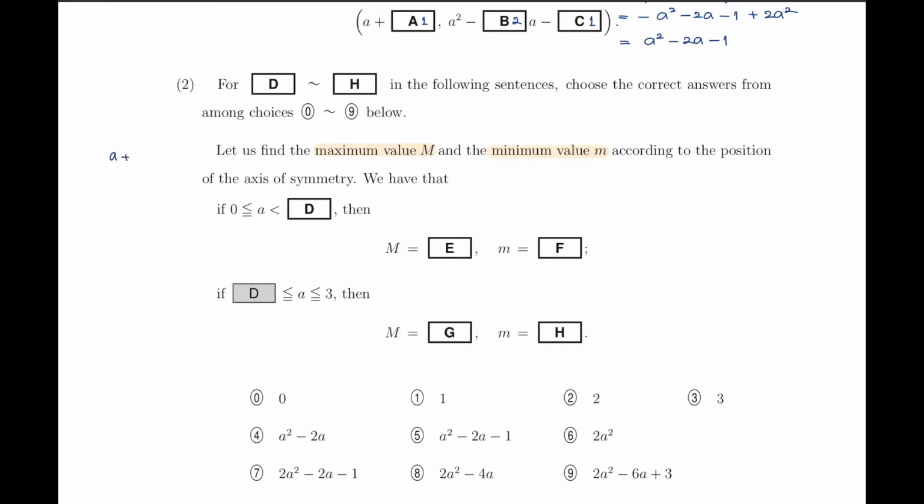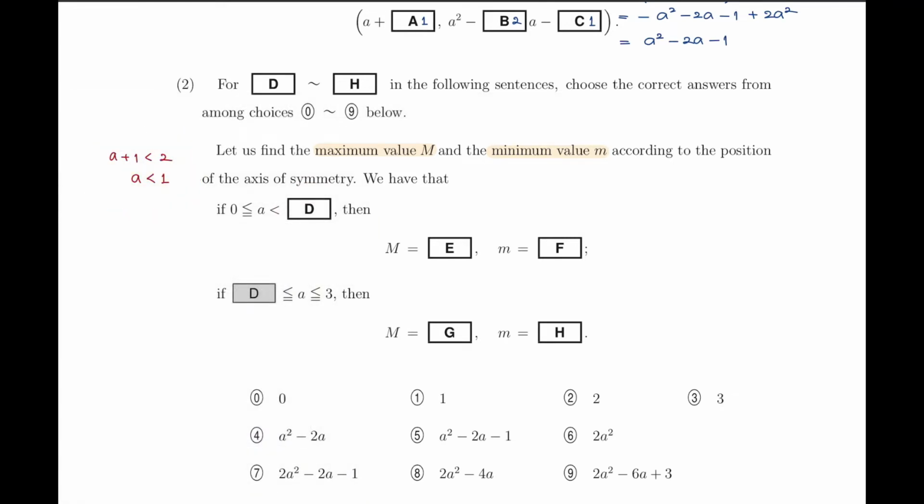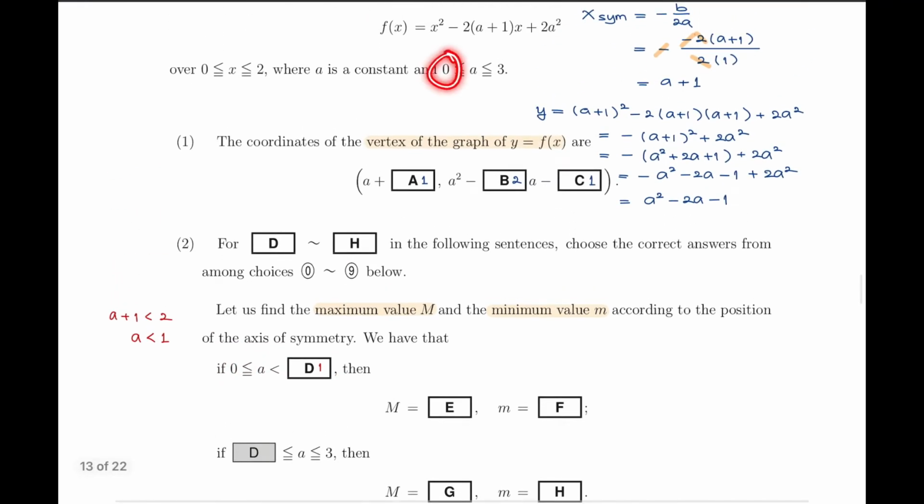If I write A plus 1 less than 2, I will get A less than 1. This is the upper limit or the upper boundary of the value of A for the first case. So A is 1. Okay, A is 1, from 0 until 1. Why is it 0 here? Because the smallest value of A is 0.